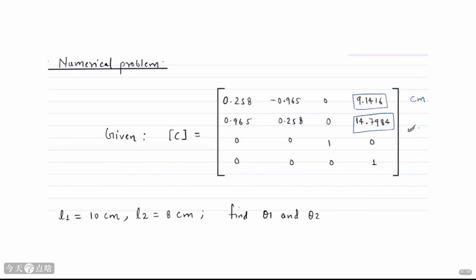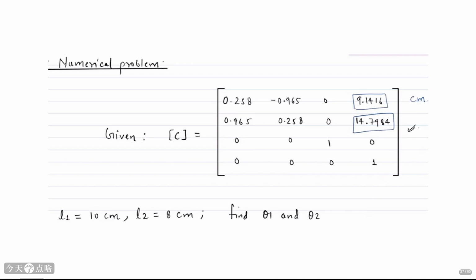Let's apply this to a numerical problem. Suppose we have a 2-DOF manipulator with link lengths L1 equals 5 and L2 equals 7. We want the end effector to be at position dx equals 9.1416 and dy equals 14.7984. The matrix C represents the desired configuration. The first two rows contain the rotation matrix elements, and the third row contains the translation vector dx, dy, dz. The fourth row is 0, 0, 0, 1.